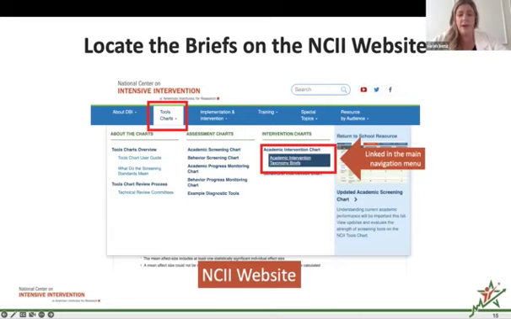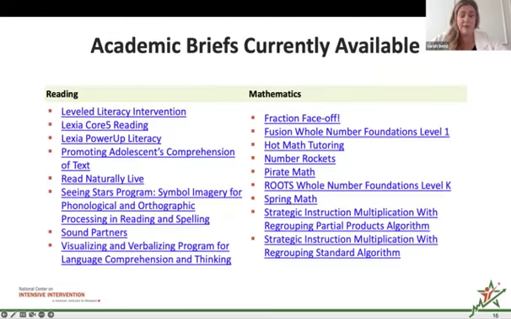So if you go to our website, intensiveintervention.org, it's under our tools charts under academic interventions. And these are the interventions that we have currently done. So again, if you have districts or schools that are using these, this has already been done for you. We already have the dosage requirements. We've rated them on explicit instruction.